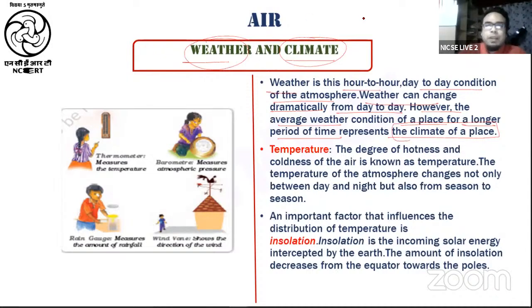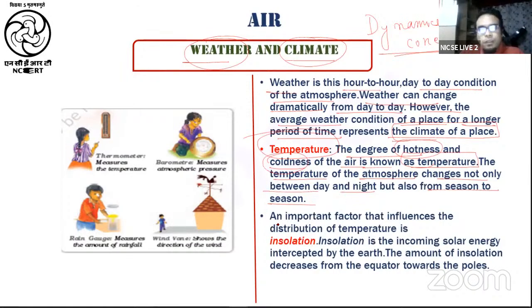Now, in weather and climate, there are a lot of dynamics, or a lot of concepts, which are associated with it. And the first thing that we will talk about is the temperature. Fine. So what is temperature? The degree of hotness and coldness of the air is known as the temperature. Very simple. The temperature of the atmosphere changes not only between day and night, but also it varies from season to season, right? So this is about your temperature, right?